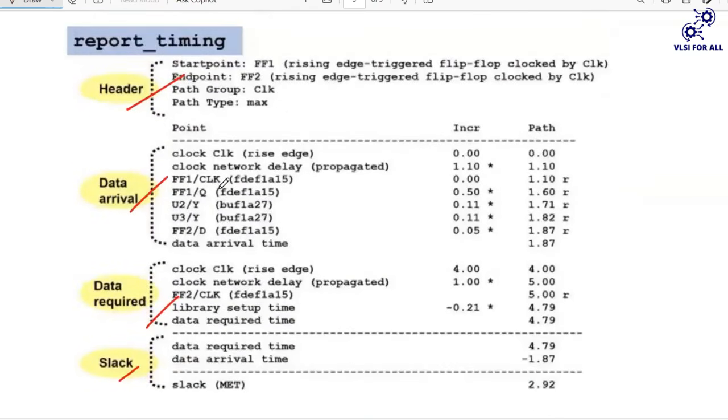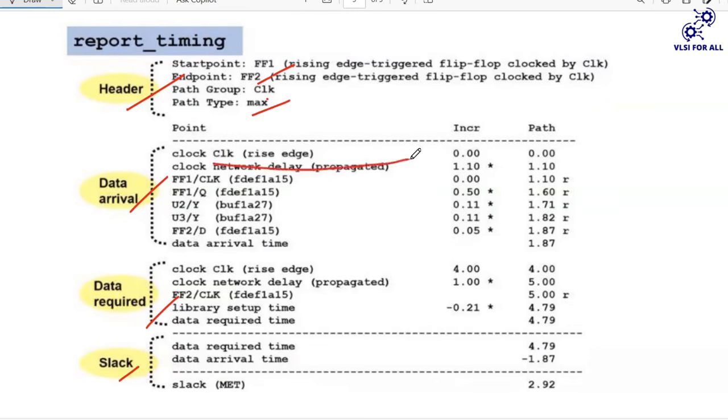So what is a header? The header contains the start point and the end point: which is the starting point flip flop and which is the ending point flip flop. It will display like this. One is the starting flip flop, one is the ending flip flop. Path group is a CLK path group. Type is maximum. Maximum is for setup.